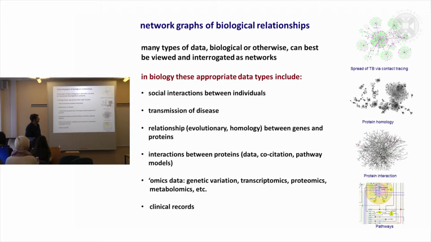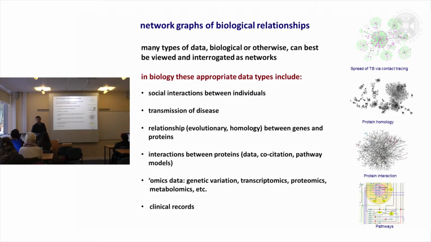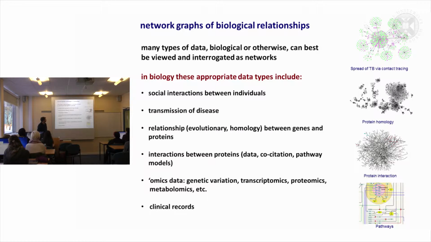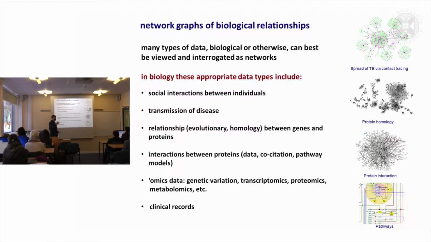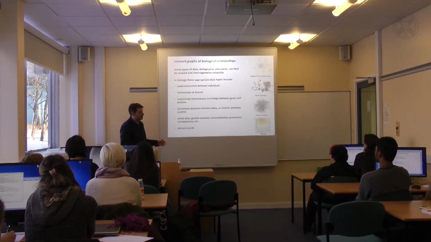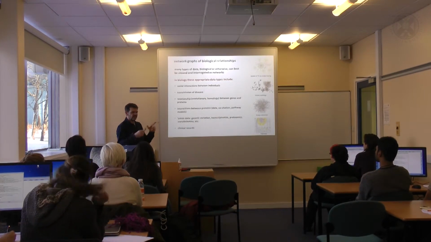And really, there's lots of things in biology you can view as networks. So you might want to look at the spread of disease, up in the corner there. Who gave who the disease? Who did they then pass it on to? It's kind of networking it. You might be able to say, well, actually, I want to look at protein families.